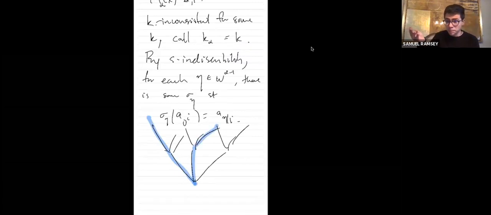If I'm looking at my tree, then if I look at the tuples along this path and the tuples along this path, they have the same type by S indiscernibility. So that means there's an automorphism that takes this one to this one. And we're going to call that automorphism sigma sum eta. It's not unique. There might be more than one, but we can pick an automorphism that takes the zeros path to this.